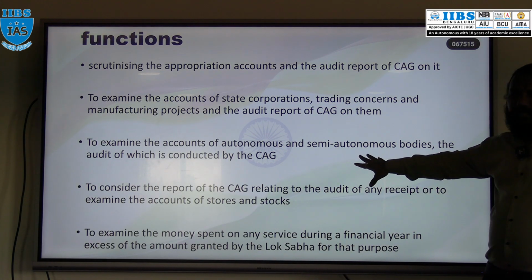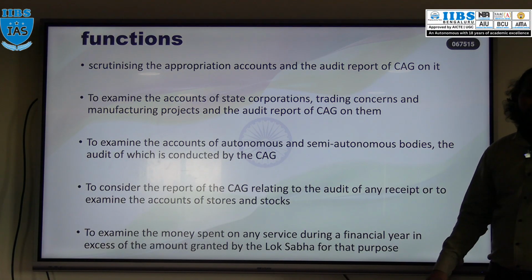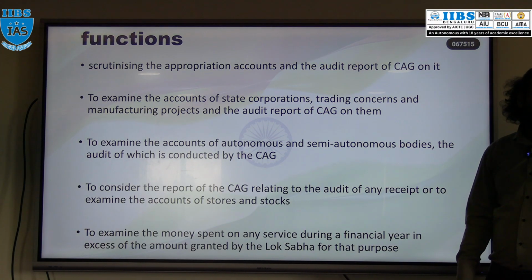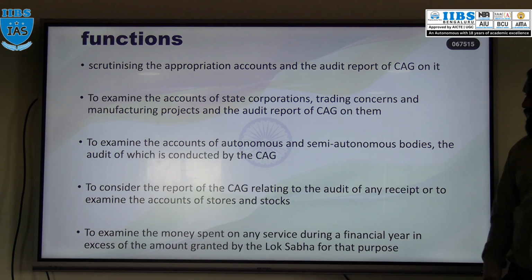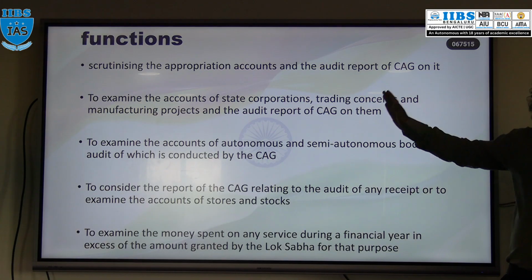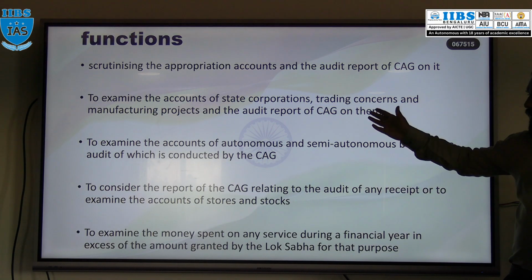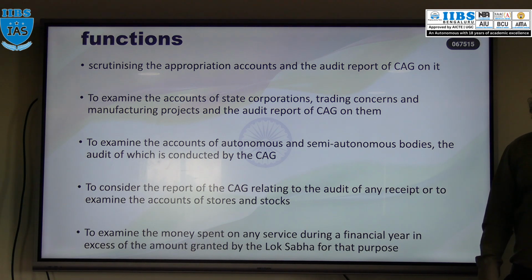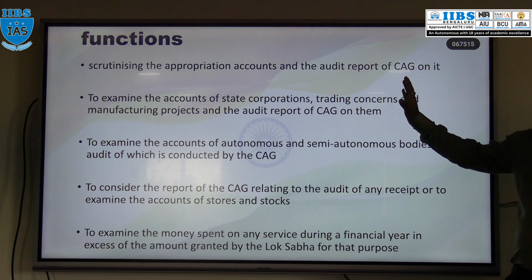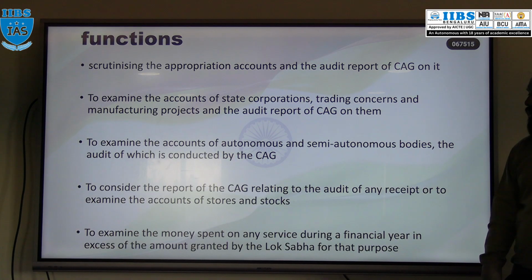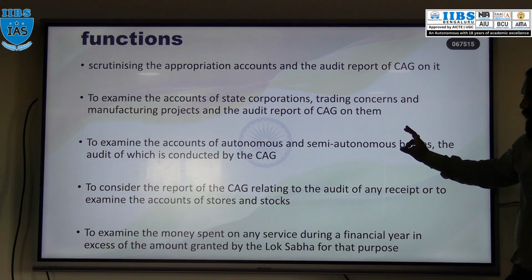This committee also examines the accounts of autonomous bodies. We have the Election Commission of India, for example, as an autonomous body. So this committee will examine the accounts of autonomous and semi-autonomous bodies, and the audit conducted by the CAG on these bodies. Those reports will also be examined by this committee.